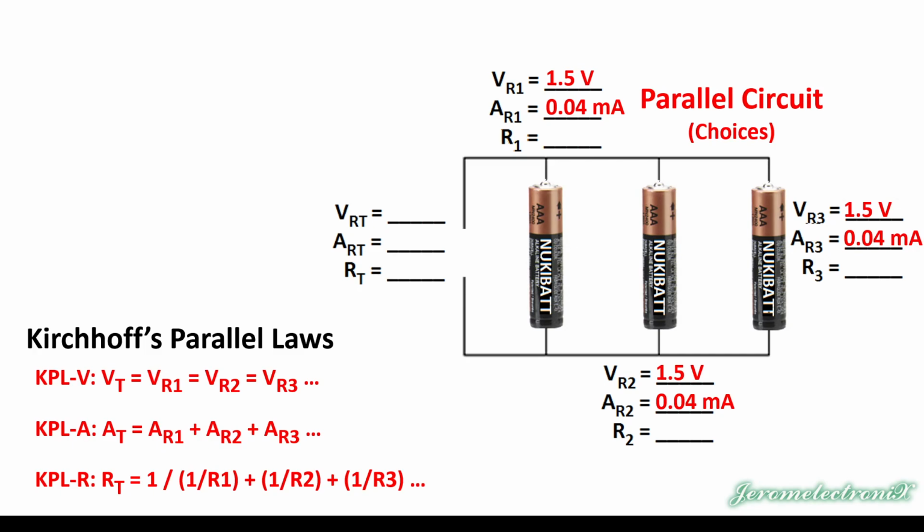Notice that all of the positive sides, the bump on the top, are connected, whereas in the series, negative was connected to positive. Here all the negatives are connected to each other, and all the positives are connected to each other. KVL, if you know one voltage, you know all of the voltages, so the total voltage will be 1.5 volts. Amps, on the other hand, are ramped up this time. That means we're going to add 0.04 milliamps, 0.04, 0.04 milliamps times 3, that's 0.12 milliamps.